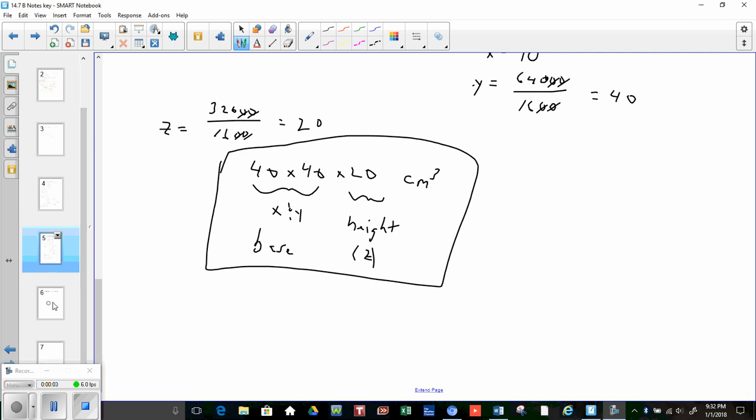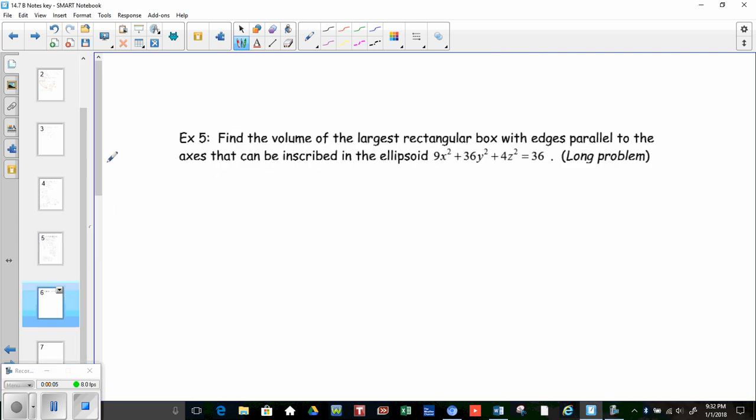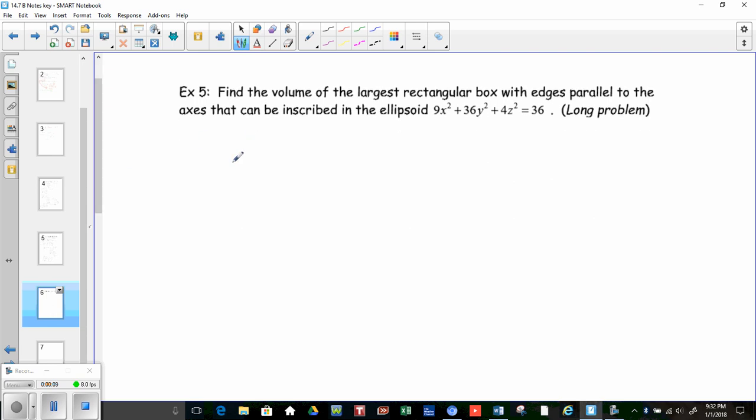All right, last problem, last video of this section. So, example number 5. Find the volume of the largest rectangular box with edges parallel to the axes that can be inscribed in the ellipsoid 9x squared plus 36y squared plus 4z squared equals 36. This is a long problem. First of all, we have to decipher what all this means.